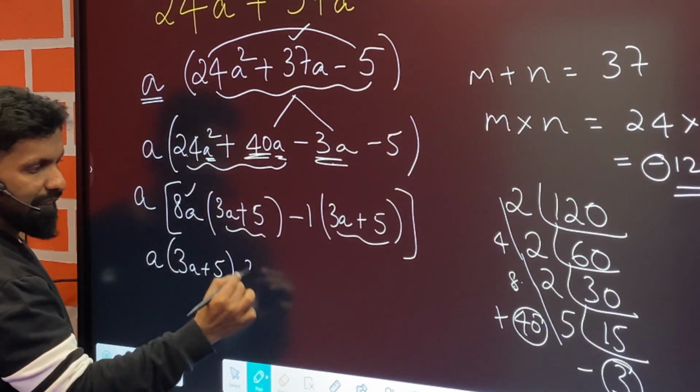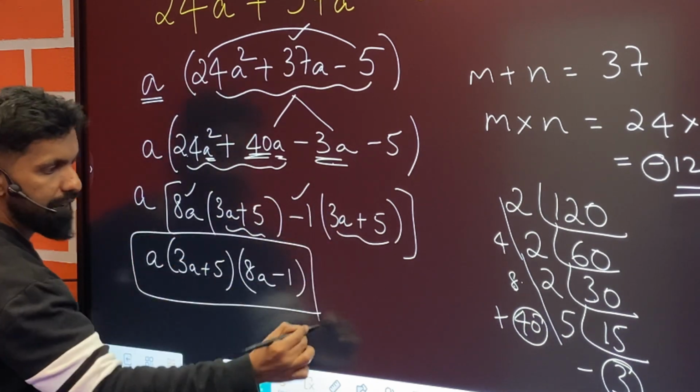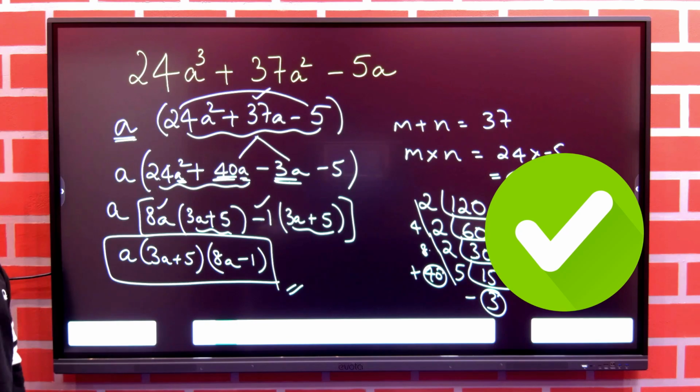And from here I have 8a remaining. From here I have minus 1 remaining. And this is your final answer. One of the important questions, guys.